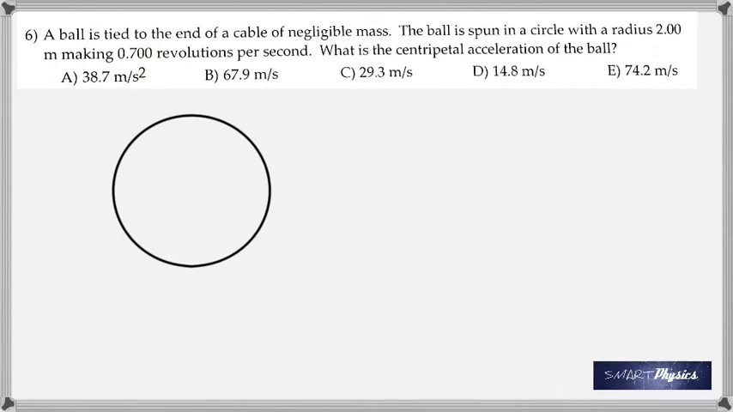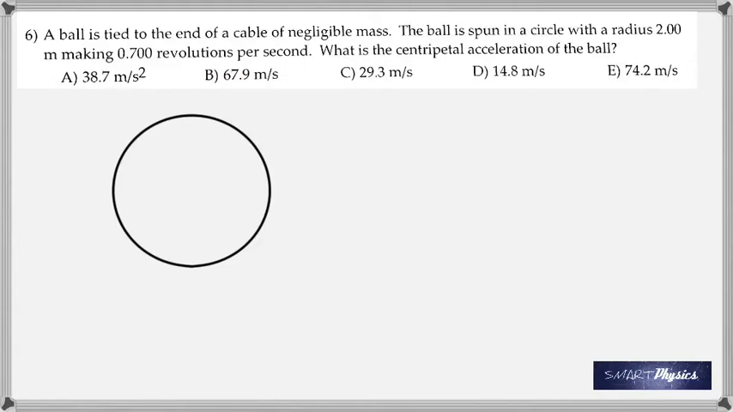Number 6, a ball is tied to the end of a cable of negligible mass. The ball is spun in a circle with a radius 2 meter, making 0.7 revolutions per second. What is the centripetal acceleration of the ball? So the cable itself, you need not consider its mass because it has a negligible mass. And the first thing here is, what is given as revolutions per second needs to be changed into meter per second.